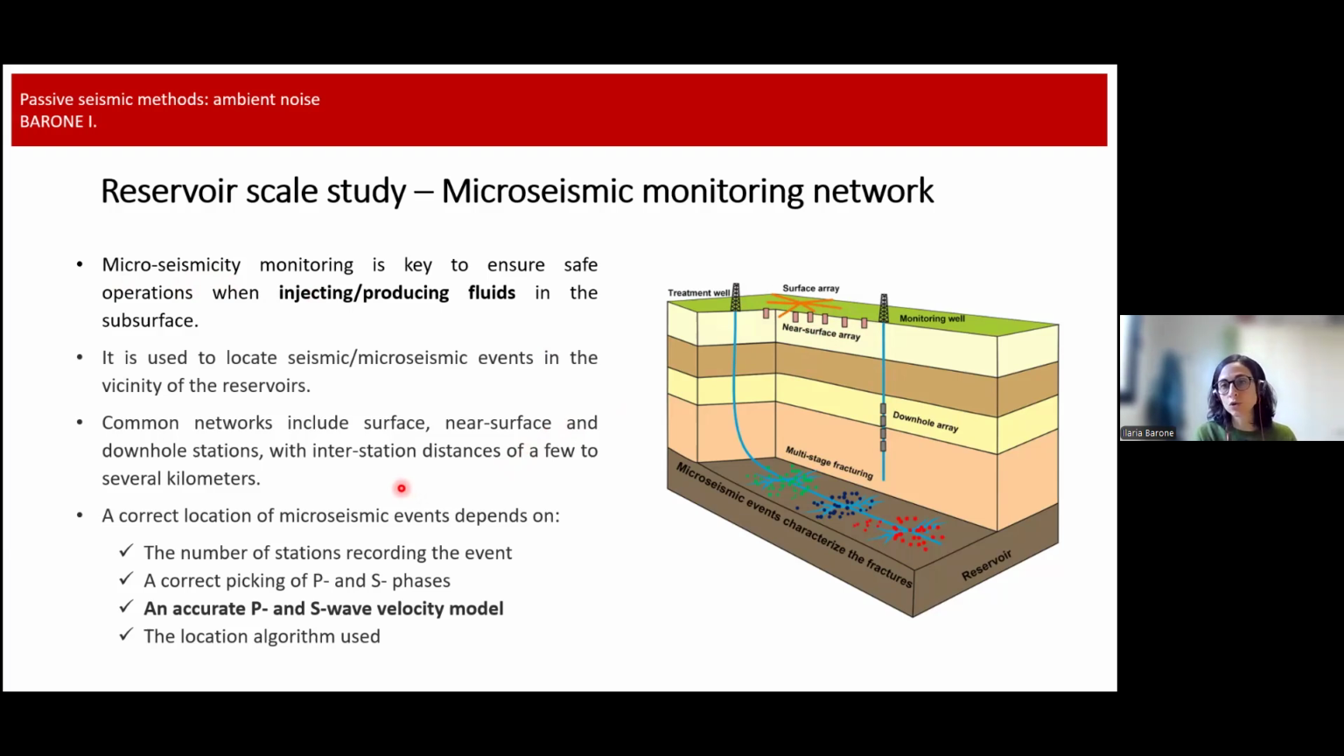Of course, we don't want just to detect the earthquakes, but we also want to locate them correctly to see if they come from the reservoir or from somewhere else. And to correctly locate an earthquake, we need a good signal-to-noise ratio to pick the P and S phases. We need a good location algorithm, but of course, we need a good velocity model. Both P wave velocity and S wave velocity models.